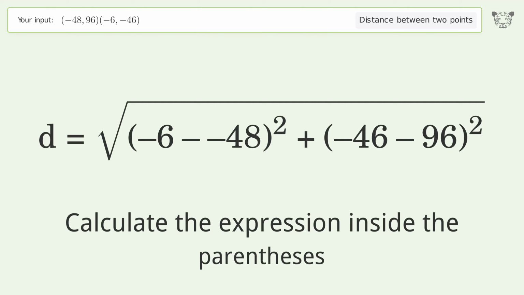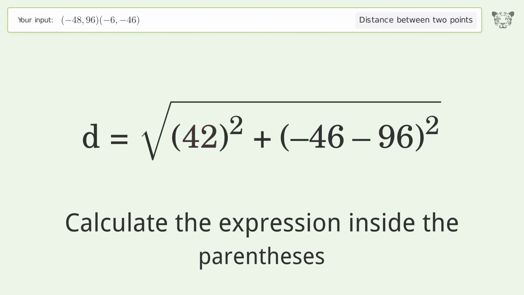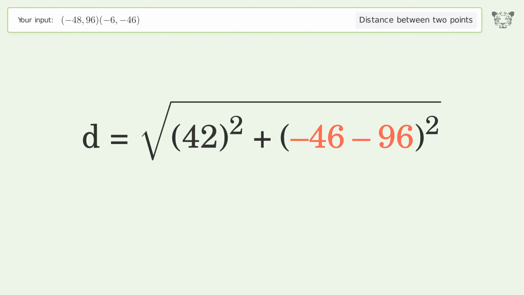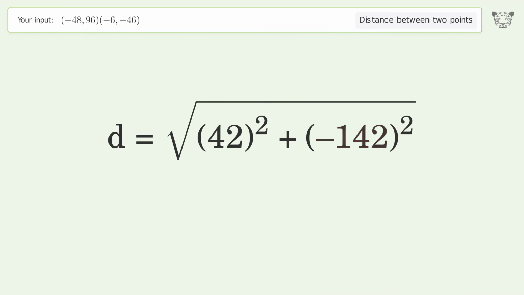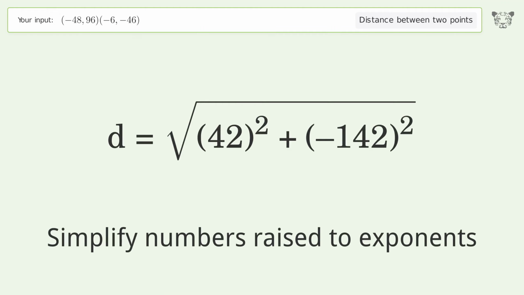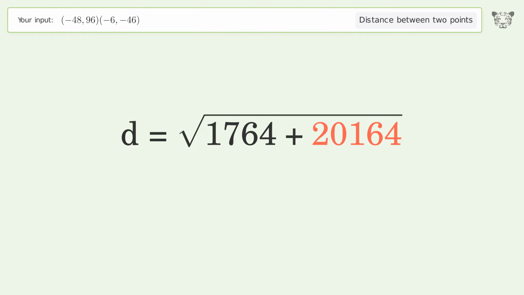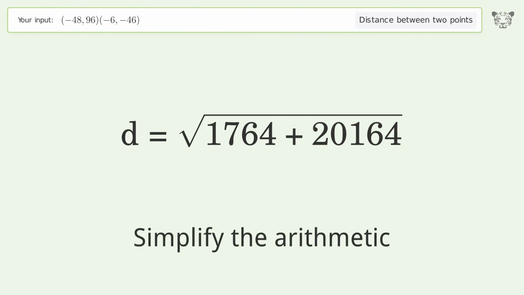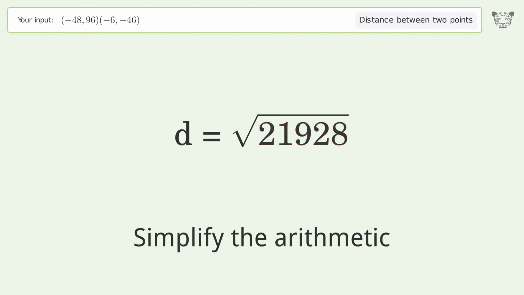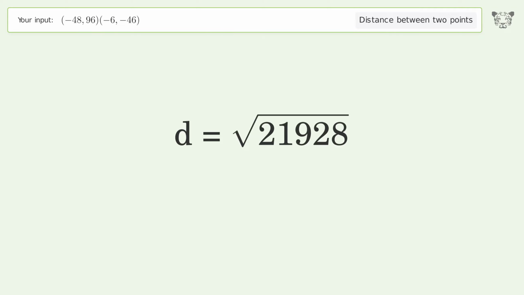Calculate the expression inside the parentheses. Simplify numbers raised to exponents. Simplify the arithmetic. And so the distance between the 2 points is the square root of 21,928, or 148.081.